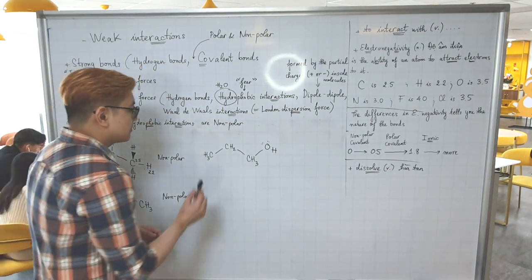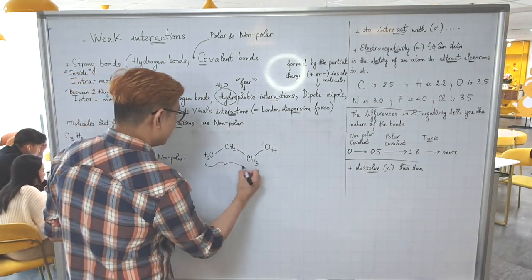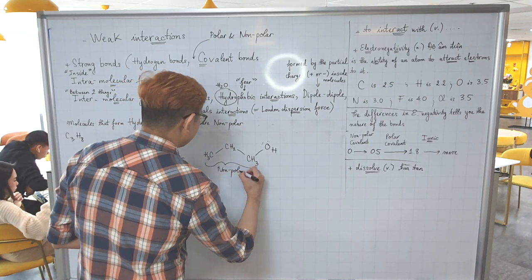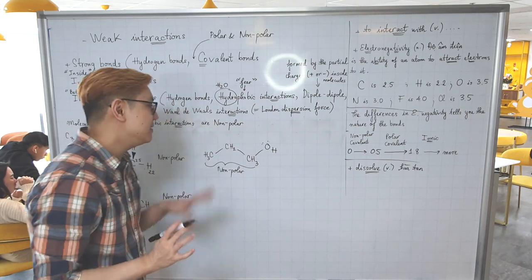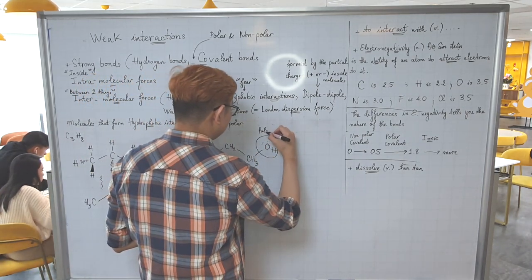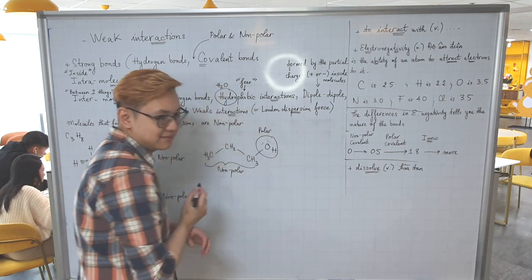So, this part is non-polar, right? Cái phần này của phân tử nó lại là không phân cực, right? Nhưng cái phần này, cái khúc này nó lại là phân cực. This is polar, because of oxygen and hydrogen.